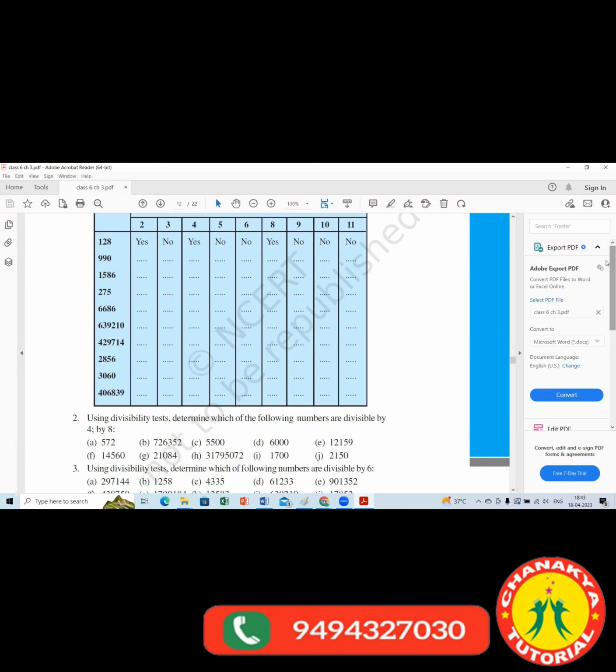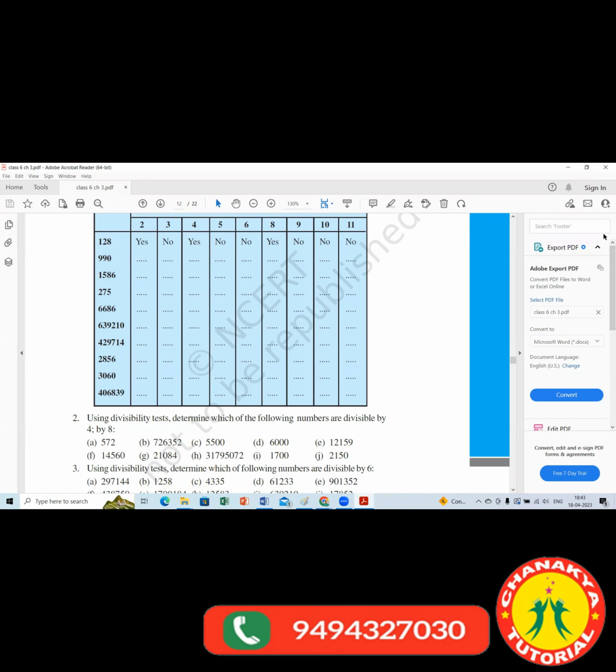What about the 4 rule? No, ma'am. Very good, it's no. Then what about the 5 rule? Yes, ma'am. Yes, why? Because the unit place is 0, good. What about the 6 rule? Since 2 and 3 are true, the 6 rule is also true.